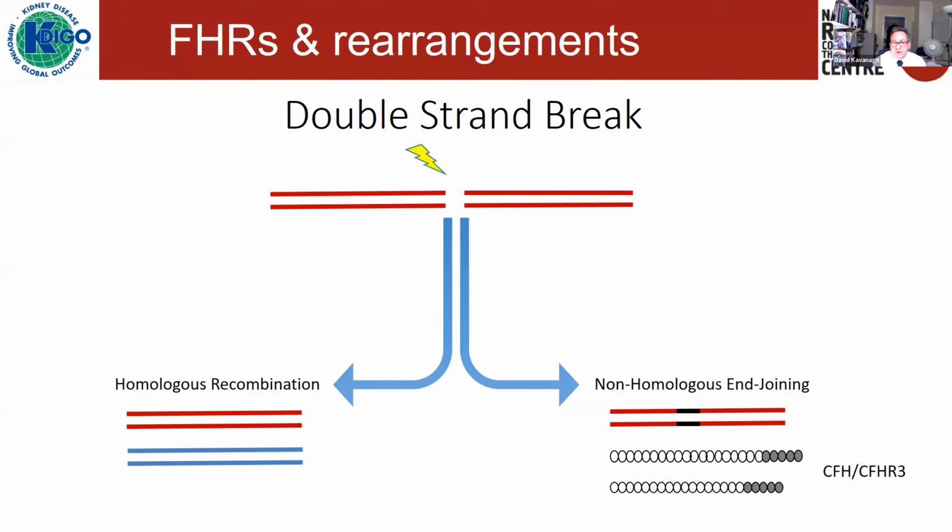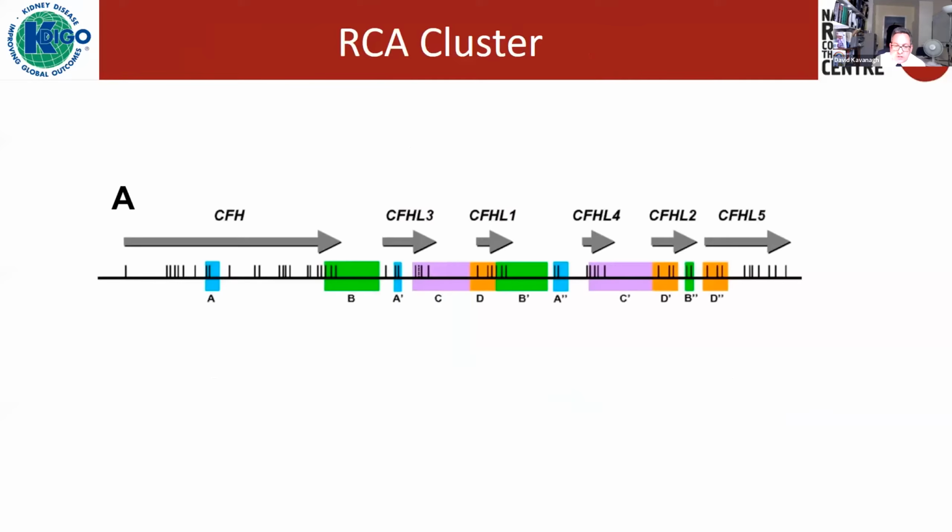I touched briefly on factor H rearrangements. The factor H gene sits in a region called the RCA cluster, and that RCA cluster arose by a series of genomic duplications, and this results in instability in this area. When you get a double-strand break in the genome, what you would ideally like to happen is homologous recombination to repair the genome. And I'll just show you that more diagrammatically.